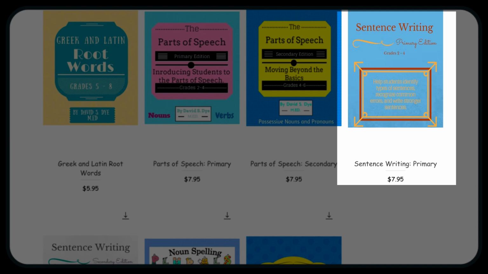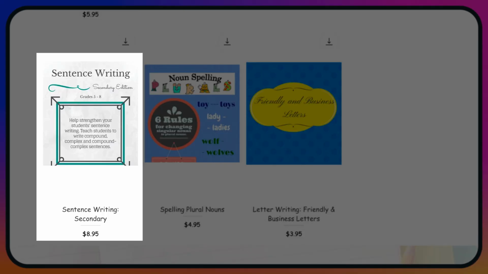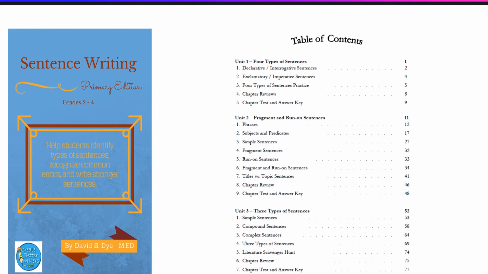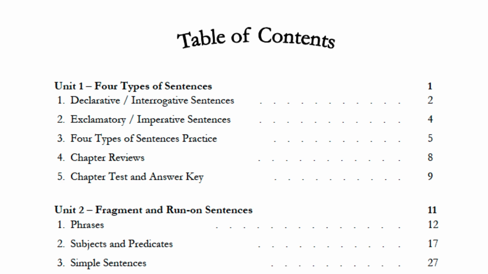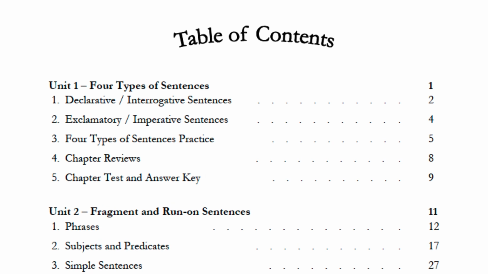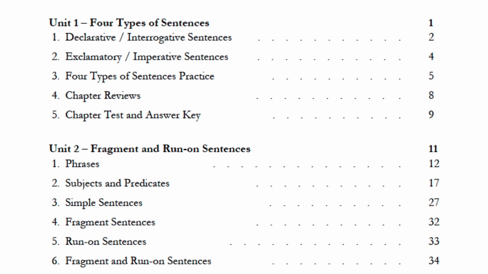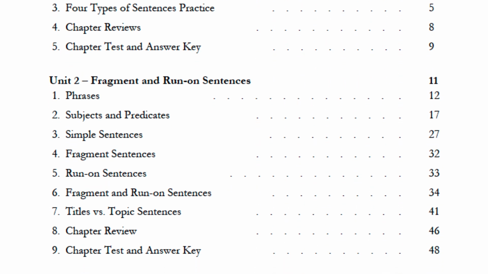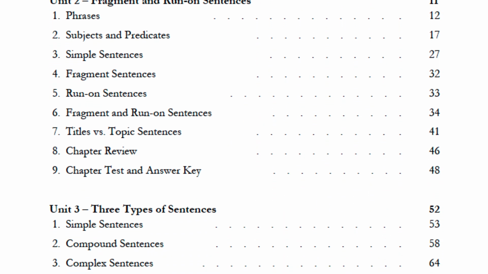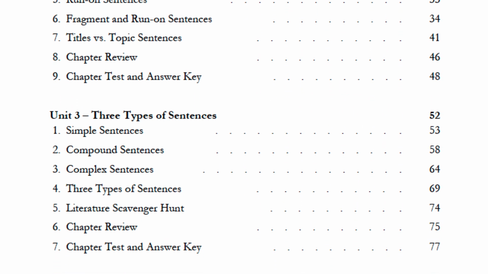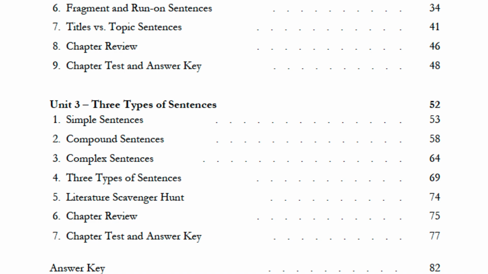Next, you can see Sentence Writing Primary Edition, and then there's Sentence Writing Secondary Edition. The primary edition expands on fragment sentences and run-on sentences. It helps emerging writers learn what makes a sentence, and the ways different sentences are used. Then the students will learn to use a variety of sentence structures as they learn to write three types of sentences: the simple sentence, compound sentences, and complex sentences.